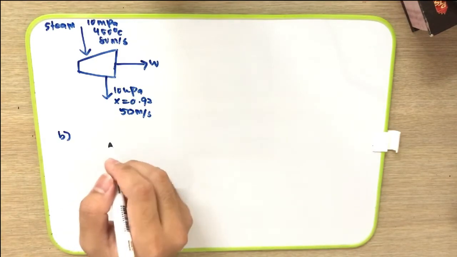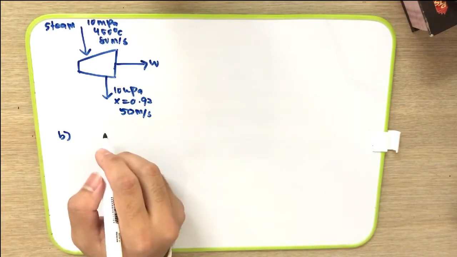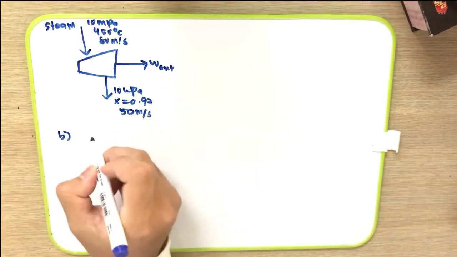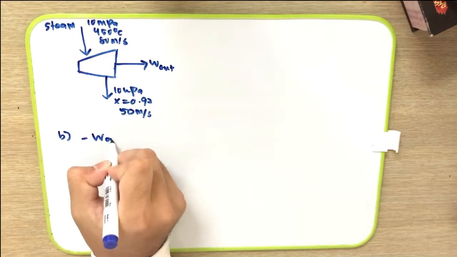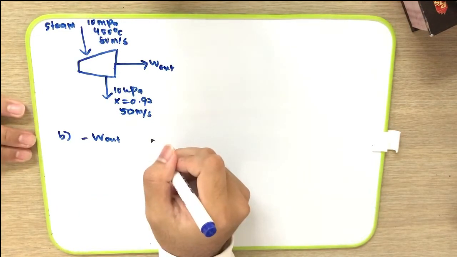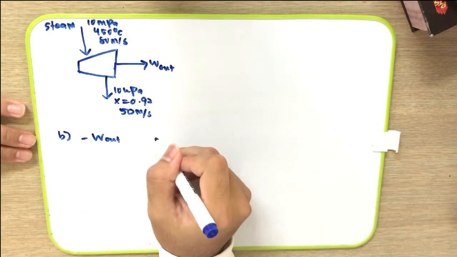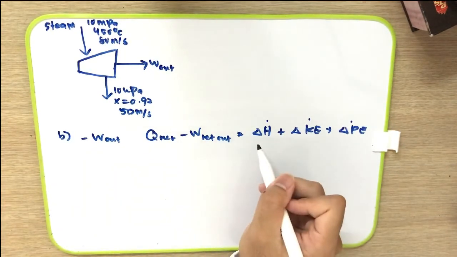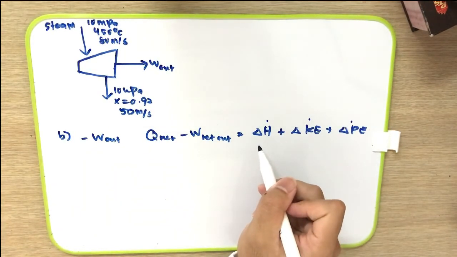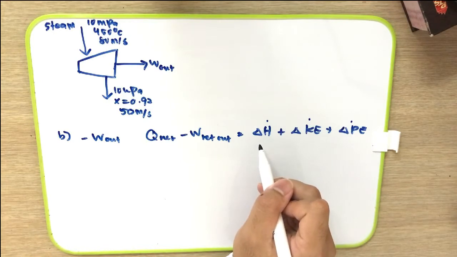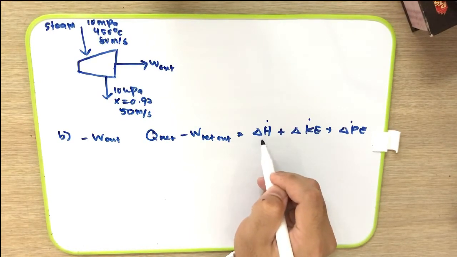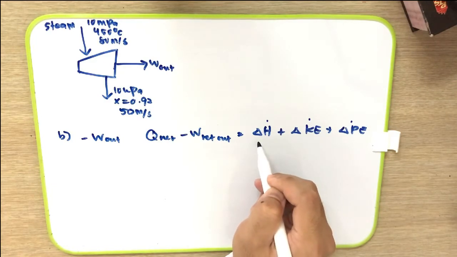Next B, we need to find the power output. So the power output means the W out. So we need to find the negative W out. By using the first law of thermodynamics for open system, we can find the negative W out. So this is the first law of thermodynamics for open system. Please do not get confused. For closed system, in this equation, it is delta U. But for open system, it is delta H. Do not get confused, okay?